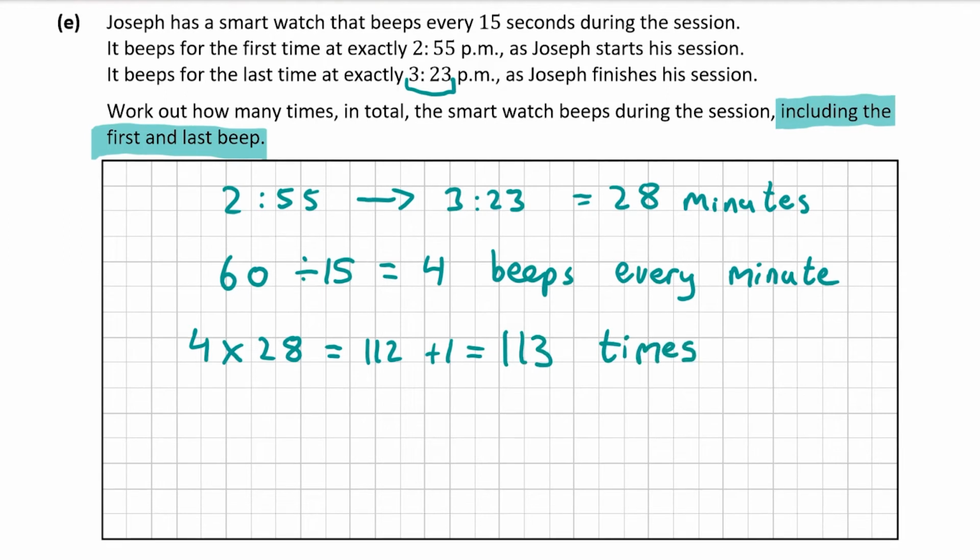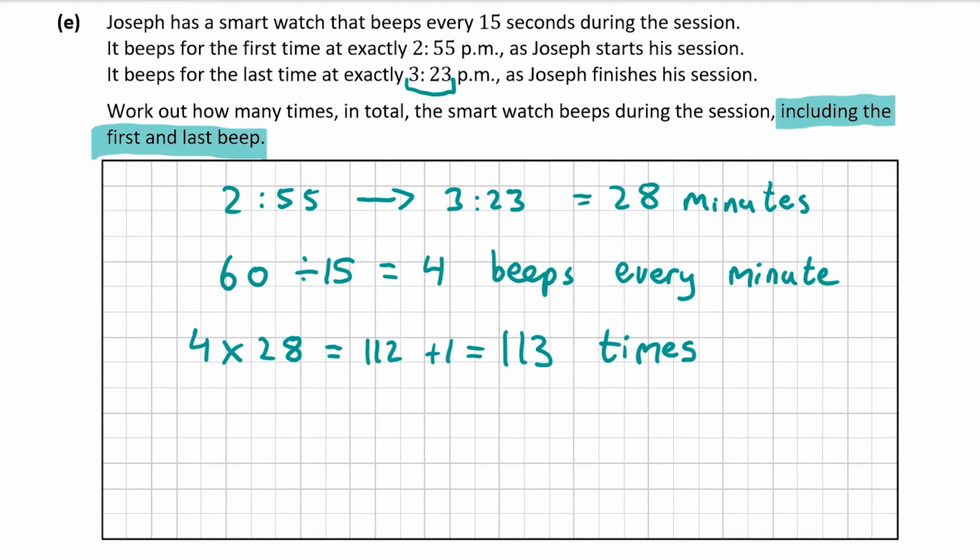So because he's switching the smartwatch off at 3:23, which is at the end of the session, it's only going to beep once during that minute. Every other minute, it'll beep at the start of the minute and then every 15 seconds until the start of the next minute. But at 3:23, it's only getting its first beep and then he's switching it off. So that means it only gets one beep at 3:23 rather than the usual 4 beeps.